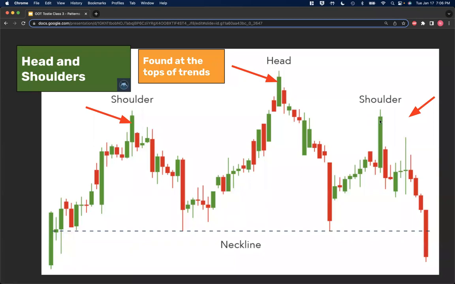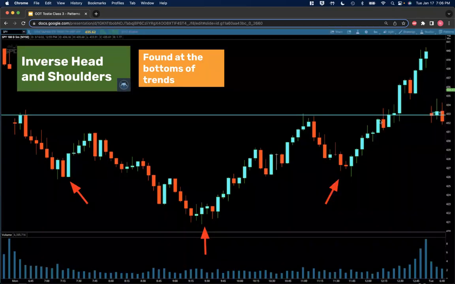So again, the head and shoulders is more about just analyzing trend, right? Looking at if a higher low is forming, if a lower high is forming, if a higher high is forming, right? It's essentially just analyzing trend and wrapping that up into the name of head and shoulders.